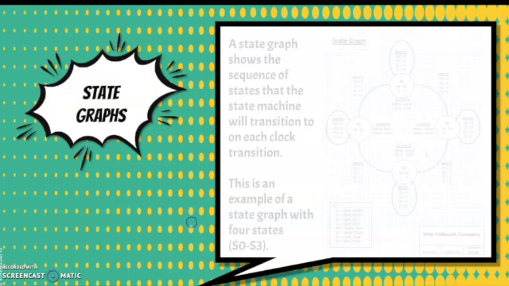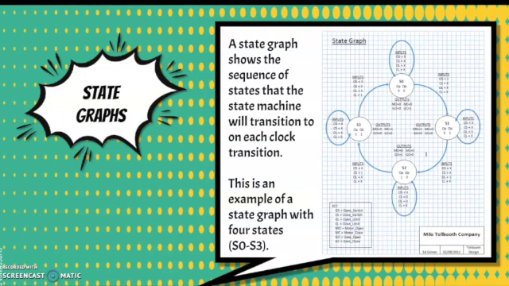Okay, so what does a state graph look like? It's kind of intense, but a state graph shows the sequence of states that the state machine will transition to on each clock transition. So this is an example of a state graph with 4 states. Now I know this looks super intimidating, but we're actually going to break this into much smaller pieces and study each detail later. Right now, I just want you to focus on the parts and how they're related. So take a moment to analyze this and think about what you're seeing and how this could be representing how an input is controlling various outputs.